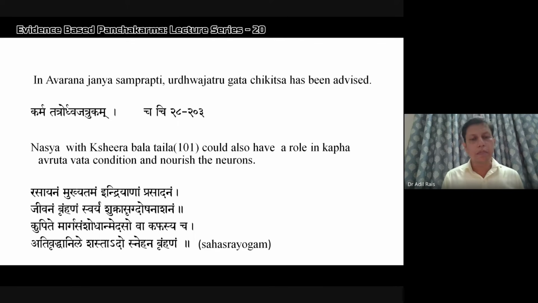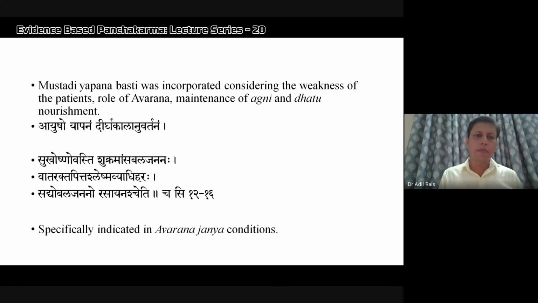Marga Sanshodhan Medso va Kafasya. Then it directly acts on the Vayu. Ati Vriddha Anile Shastadu Snehanam Brangana. Due to this reason, it was used. Mustadi Yapan Vasti has been said to be Ayusho Yapanam, Shukramas Balajanam, Sadhya Balajanam Rasayan. Due to the presence of Mansras, Gogret, and milk, it can act as a rasayan. It is specifically indicated in the Avaranjanya conditions.